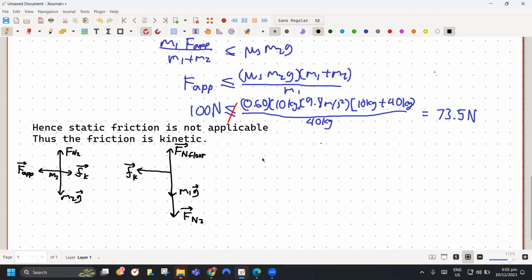Kailangan mong mag-set up ng system ulit. So, yung normal forces, pareho, carried over. Walang differences yung values. Ang hindi magkapareho yung acceleration.